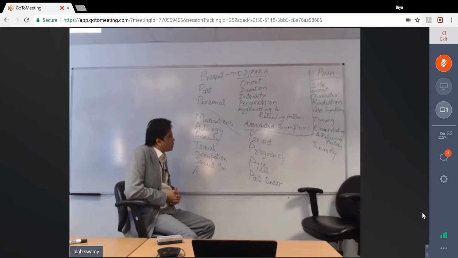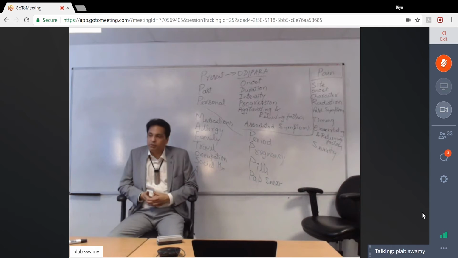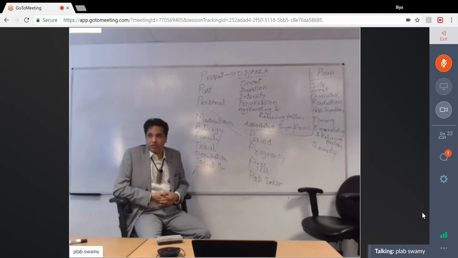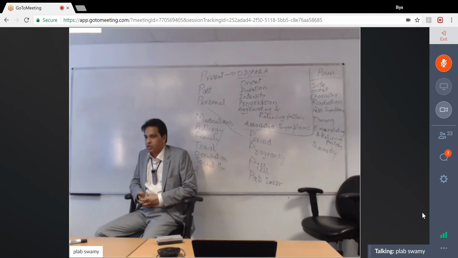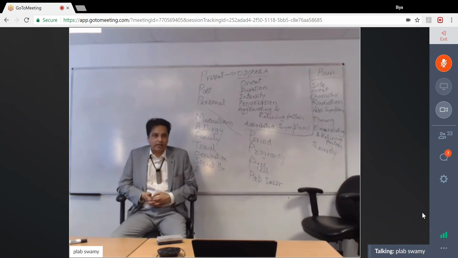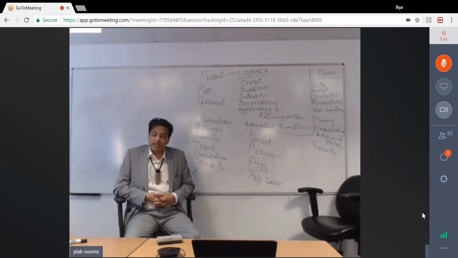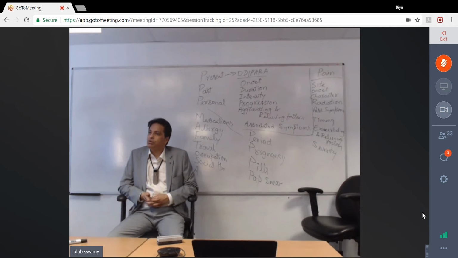Then there is the progression. What do you mean by progression? How is it since the time it started? Is it getting better? Is it getting worse? Is it staying all the same? That's the progression. Not only that, is the symptom there all the time, or does it come and go? Is it intermittent? Will that give you a clue to your diagnosis?